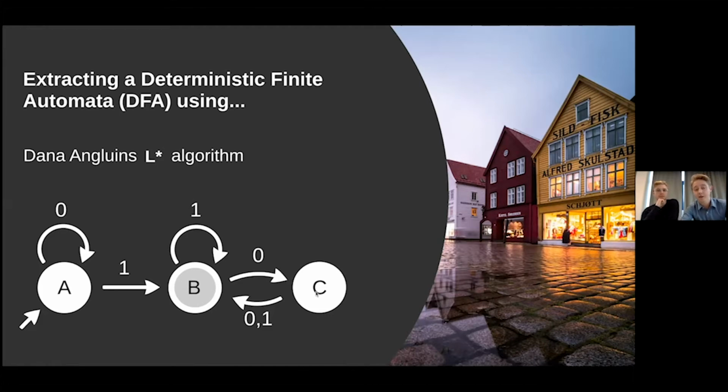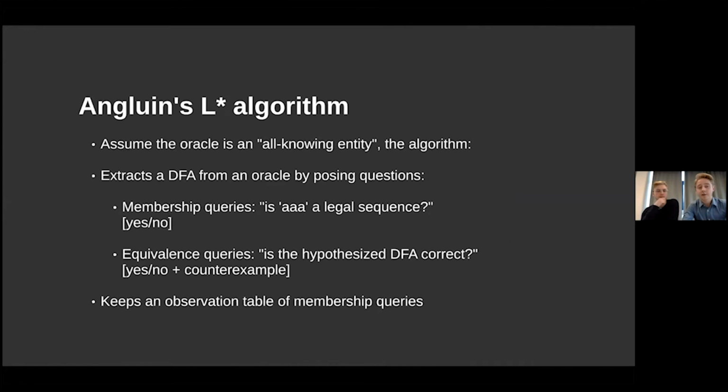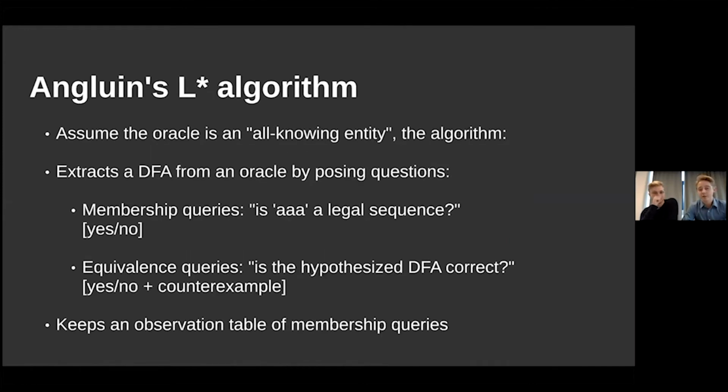So this is the basic idea of a DFA, and extracting one is done by following Dana Angluin's L-star algorithm. In this L-star algorithm, we assume that there is some oracle, an all-knowing entity that we can use to get correctness, and we pose questions to it. These questions are either membership queries, where we could ask, is AAA a legal sequence in the DFA that we are after? And you get yes or no. You could also ask an equivalence query.